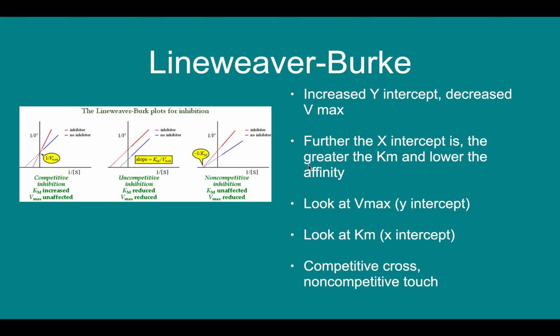In the Lineweaver-Burk plot, you want to look at the Vmax and the Km, but unlike the Michaelis-Menten, where the lower the Km, or the lower the curve, the higher the affinity, here you're going to focus on the y- and the x-intercept. Decreasing the y-intercept will decrease the Vmax, and the further the x-intercept is, the greater the Km and the lower the affinity. So it's still an inverse relationship: the further the x-intercept is, the greater the Km.